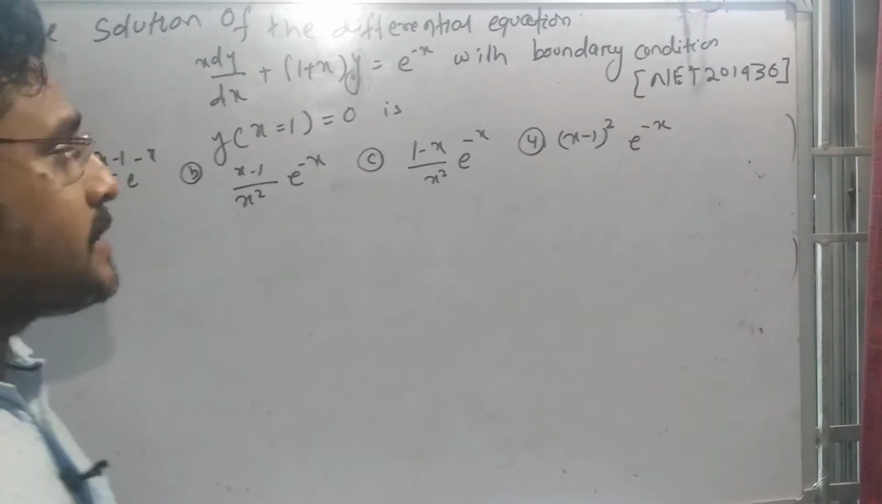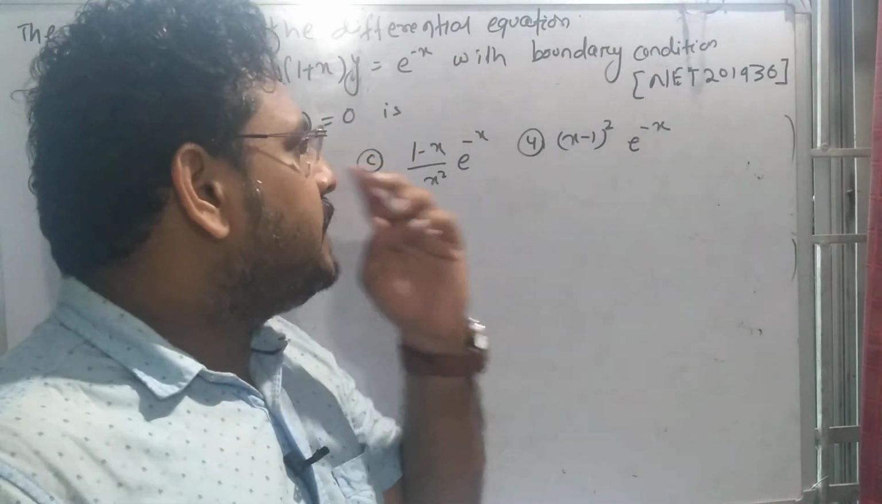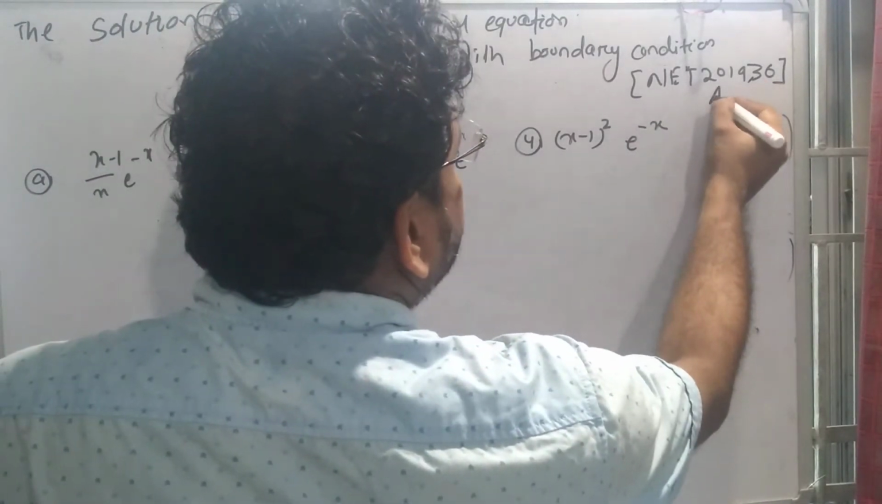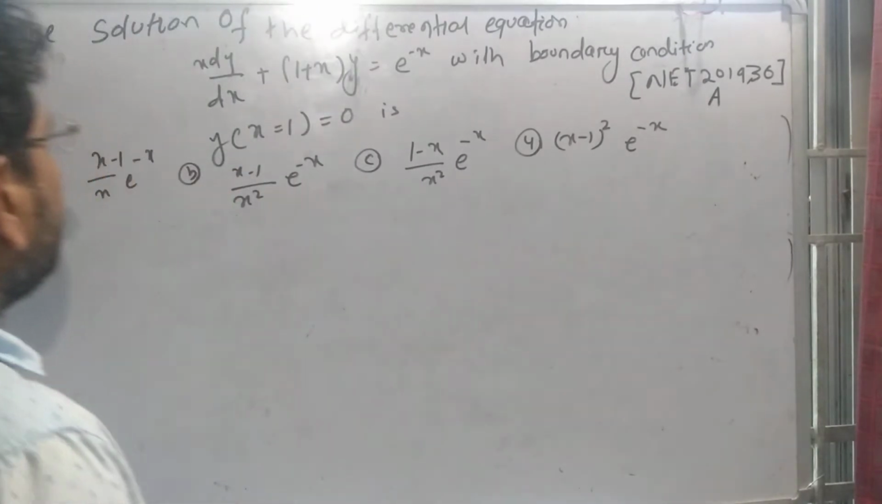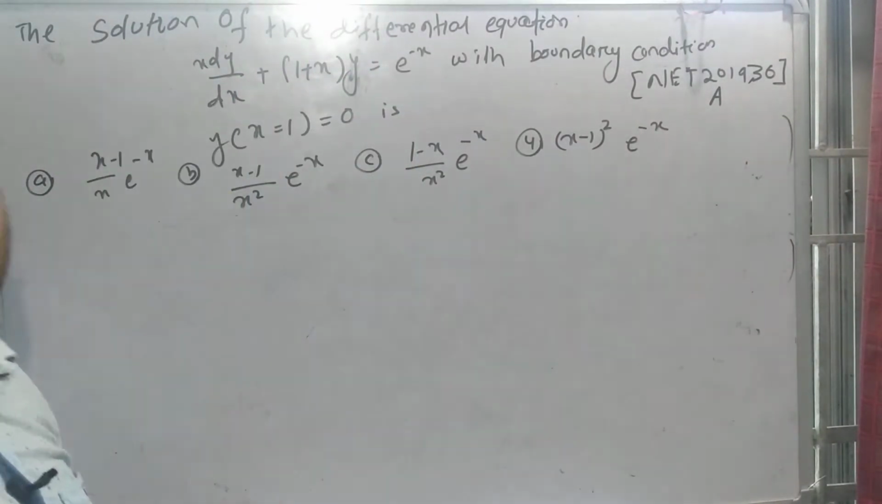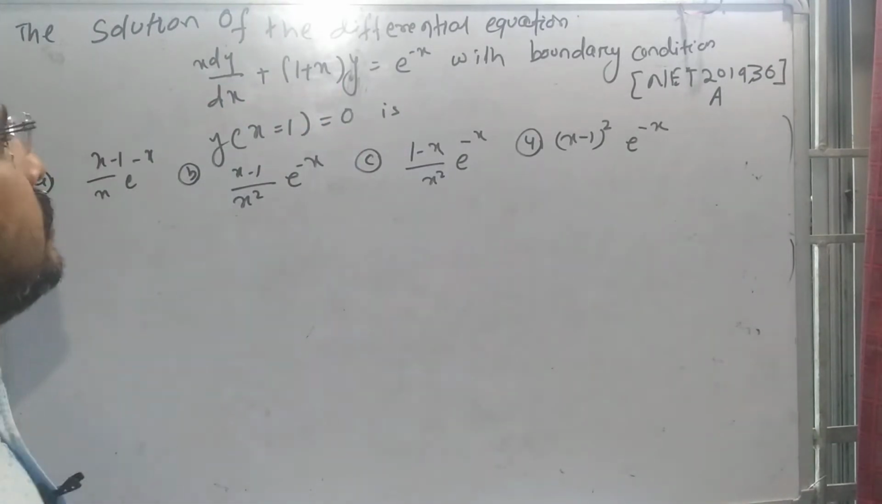Okay, today we will discuss one problem which appeared in NET 2019, question number 36, and the subject code of the question is A. So here the problem is like that. A differential equation is given, and we have to find the solution of this differential equation.